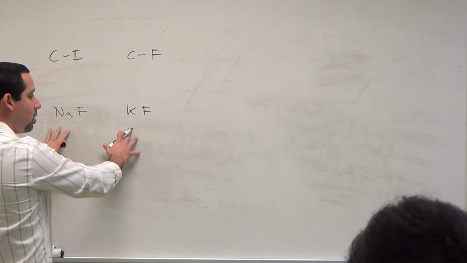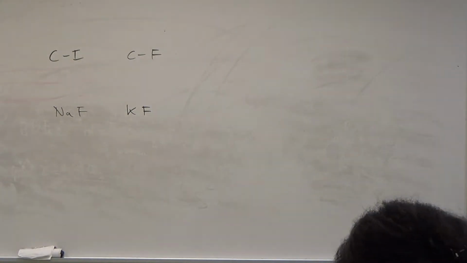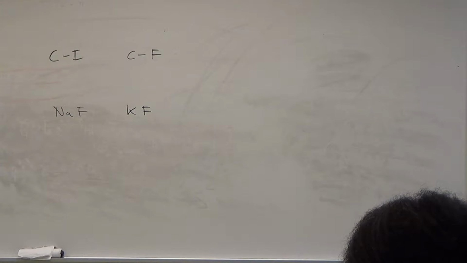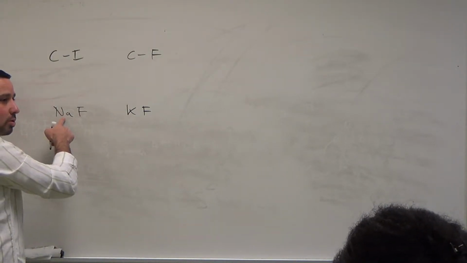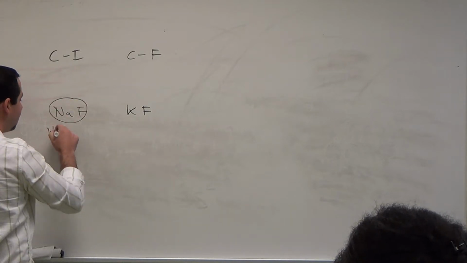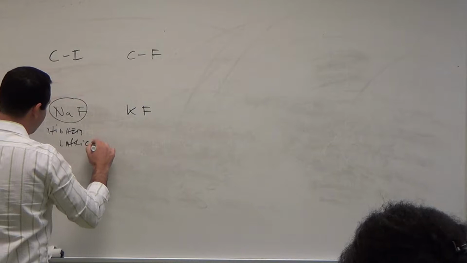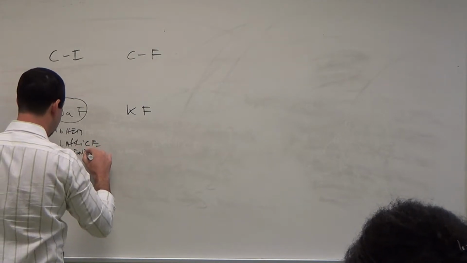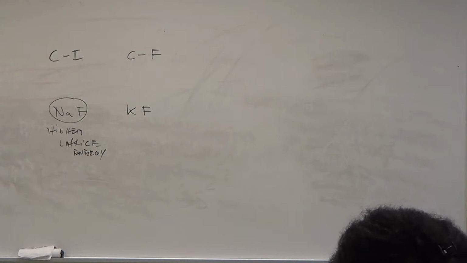I'm asking here, which of these two has a higher lattice energy? Sodium chloride. Potassium is bigger than sodium. So this one is smaller, this one has a higher lattice energy. How do you like that? And it is once again based on size.